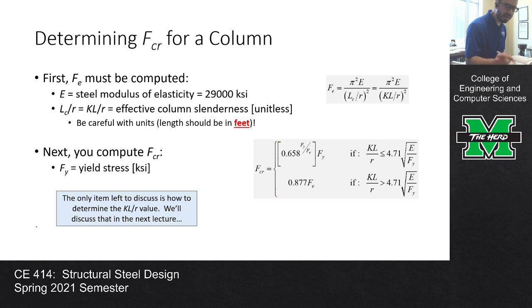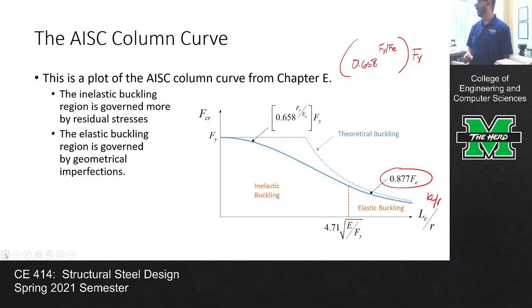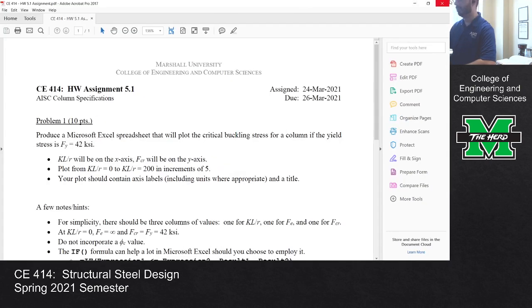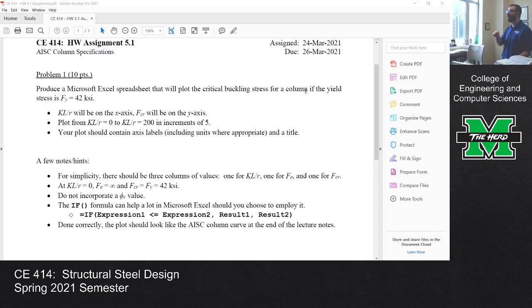So this slide is probably the most important slide for your homework assignment, because I want you to take this math and plot it in Excel. I want you to take this curve and generate that plot. Okay, so if you look at your homework assignment, let me stop my share here and pull up the homework assignment. So this is your homework assignment. I want you to create a spreadsheet that will plot that plot I just showed, KL over R versus F critical, okay?